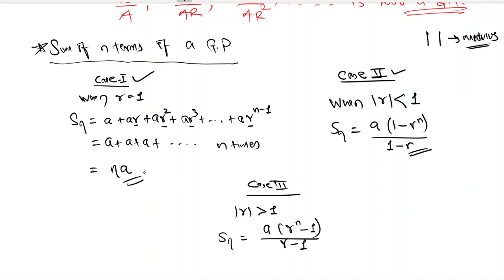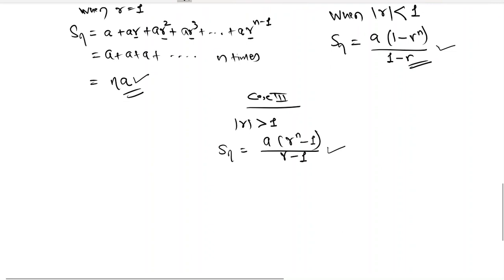Now you must be wondering whether these three formulae are mandatory to remember. You have to remember three formulae for finding sum of n terms of a GP. Is it necessary? So according to me, this is not necessary. These three cases actually can be remembered with the help of a single formula, right? Any one of these three, not the first one, but any one of the second case and the third case are enough to find sum of n terms of a GP.